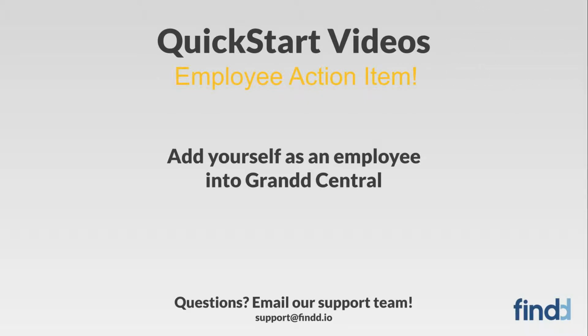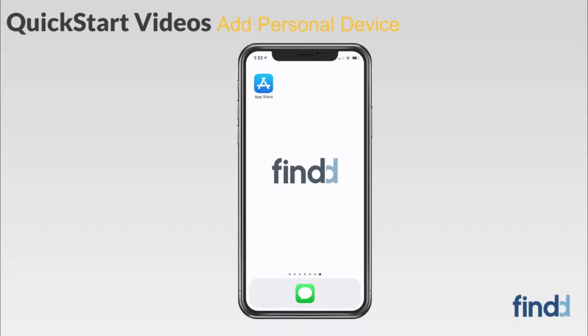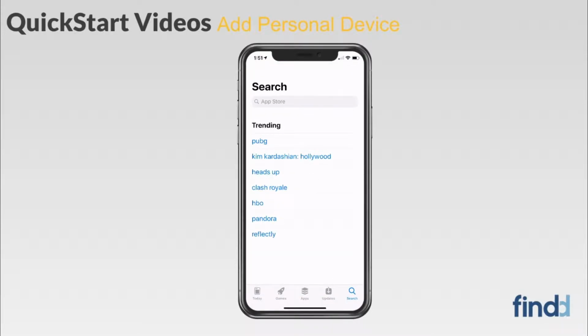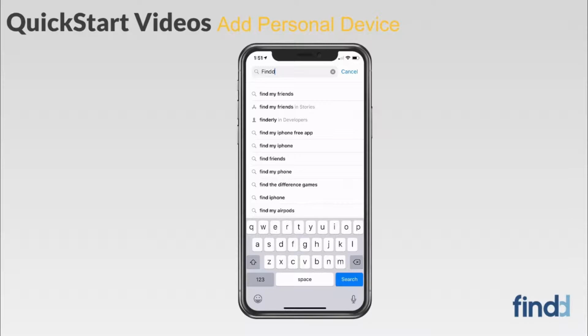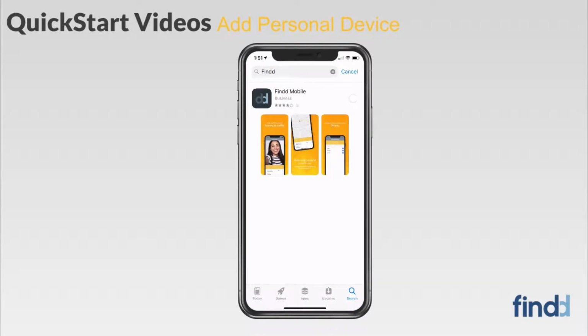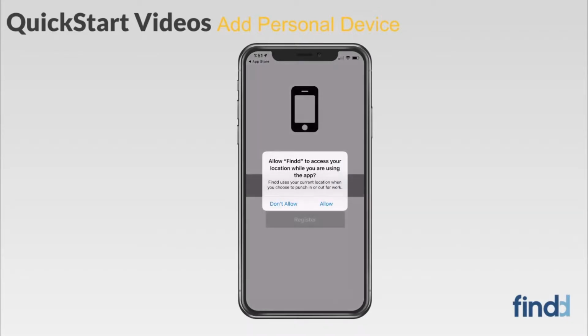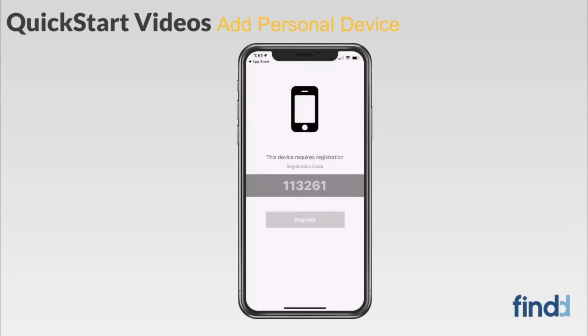Great. Make sure you add yourself because now we are going to add your personal device into Grand Central tied just to your account. You'll follow these specific steps anytime you are adding a personal device for one of your employees. Let's go to our phone and head over to the App Store. Search for Find, F-I-N-D, and download the application. Once it has been downloaded, open it up and you'll get some permission requests. Accept them and then you'll see a registration code.